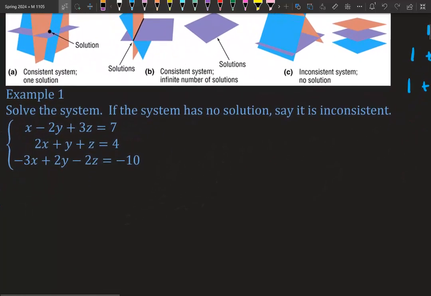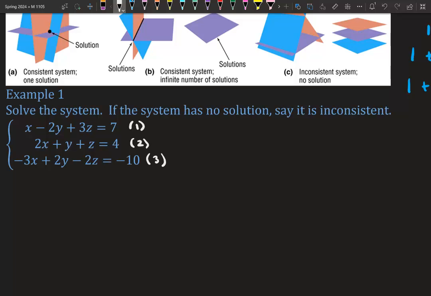Alright, so we're going to solve the system. If it's no solution, we're going to say it's no solution. I'll show you what that looks like. So we have x minus 2y plus 3z equals 7, 2x plus y plus z equals 4, negative 3x plus 2y minus 2z equals negative 10. The first thing we're going to do is number our equations. This one is 1, this one 2, and this one 3. That's where we get 1, 2, 3 from.